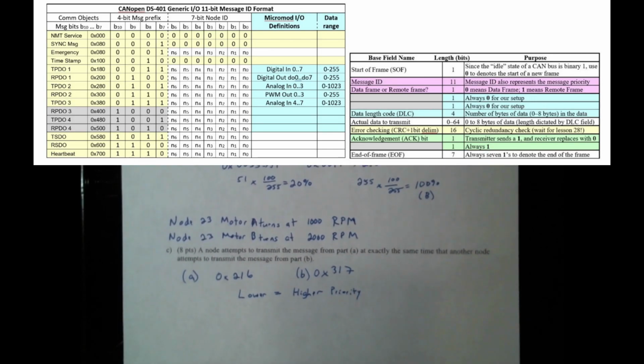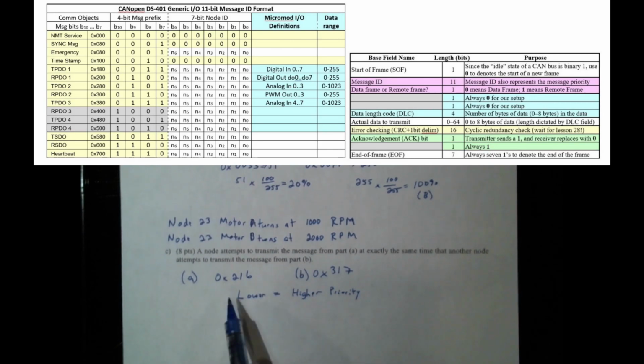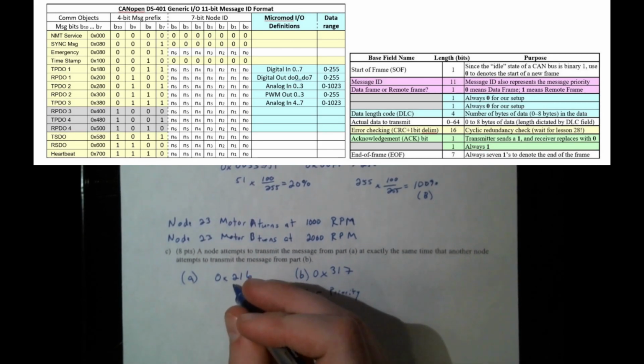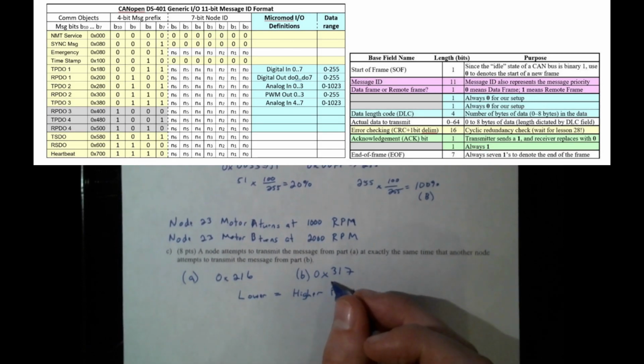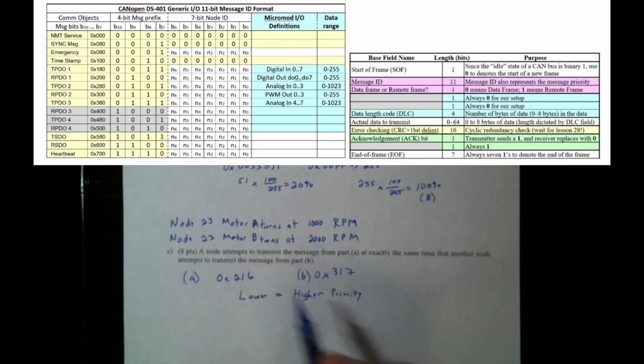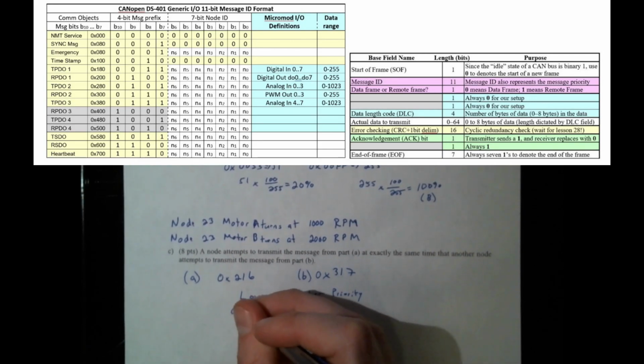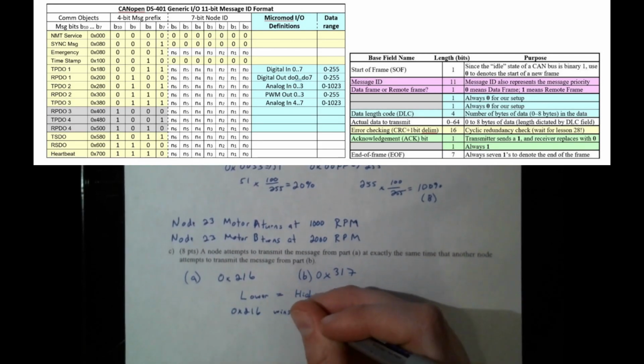So we know that if we're transmitting both of these at the same time, we're going to have 0x216 wins because that message prefix is going to be based on 0010 instead of 0011. So this is going to have a lower message prefix. That means it's going to win out. So 0x216 wins arbitration.